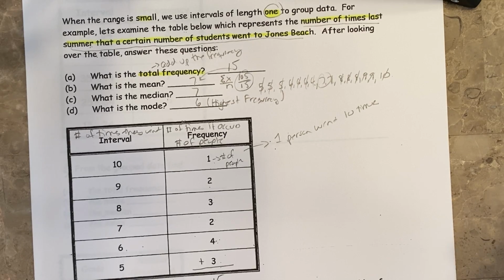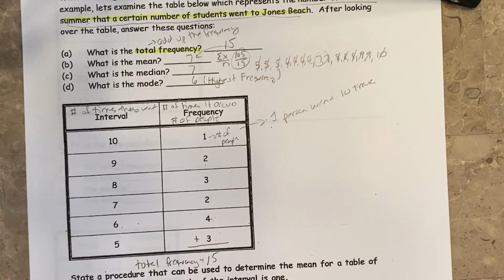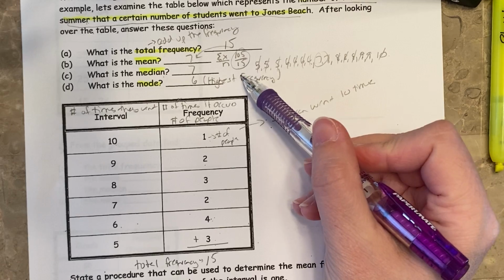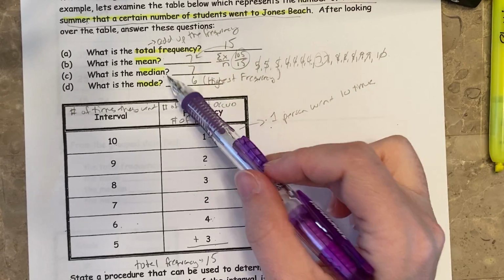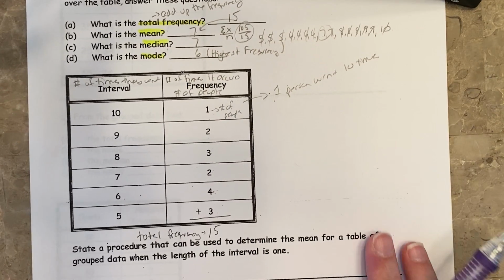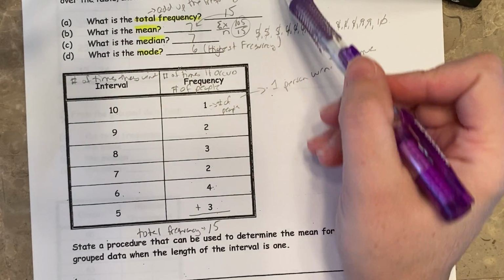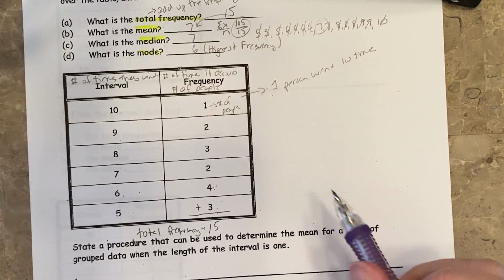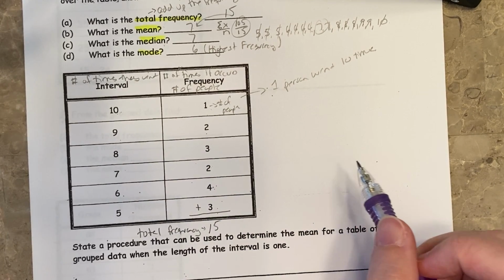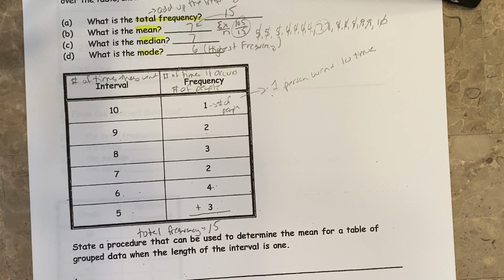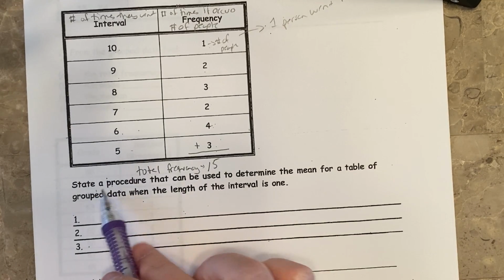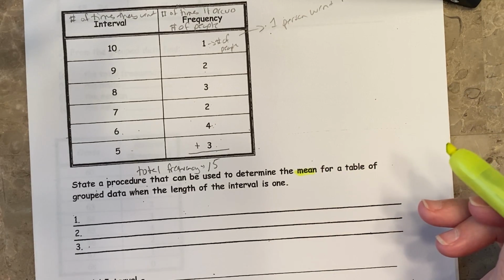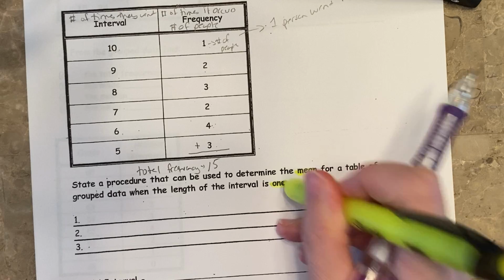All right, so hopefully that was not too bad. So what I'm going to do now is show you some shortcuts to get the mean and median. The mode shortcut is just looking at the highest number. But for the mean and the median, there are other ways to do this when you have a table and the length of your interval is only 1, meaning there's only one number. All right, so we're going to go through that right now. So let's start with what's actually down here. State a procedure that can be used to determine the mean, and mean is your average, for a table of grouped data when the length of the interval is 1.